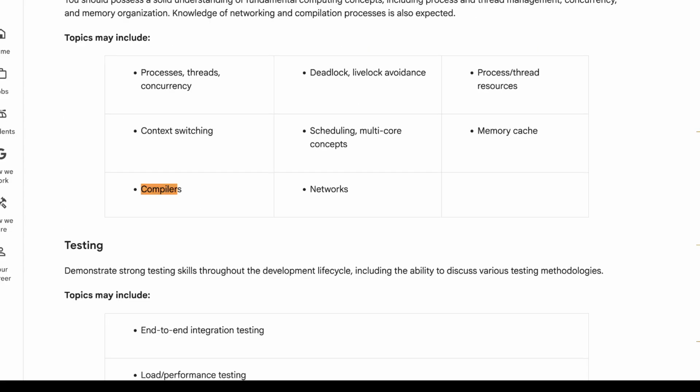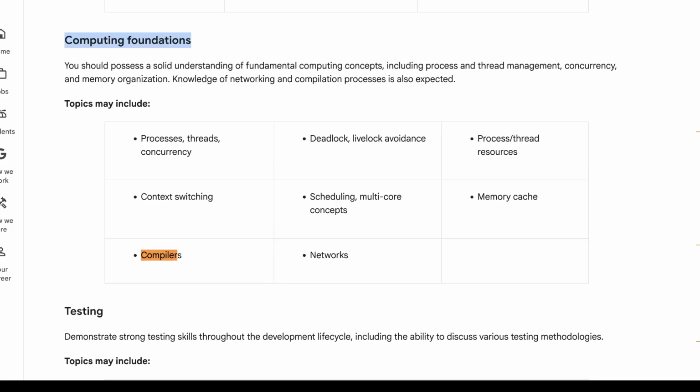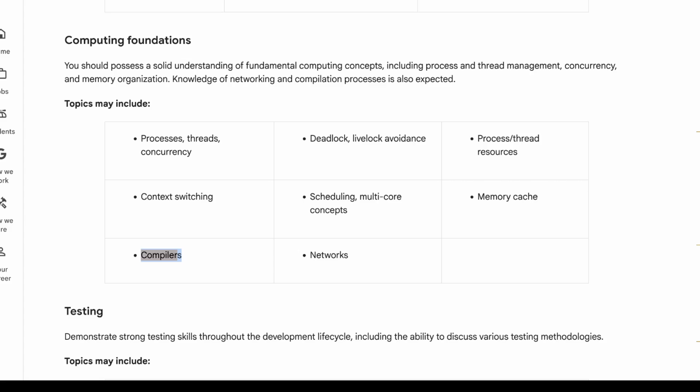So that's why, when it comes to the heading of this computing foundations, you can clearly observe that you must possess a solid understanding of fundamental computing concepts, and compiler is one of them, right? So in order to understand compilers, one has to study theory of computation, and that is one of the primary objectives, right? Generally undergrad students question me why should anyone study compilers. My answer is very simple. If companies like Google mention on their page itself that an undergrad student going through the interview procedure should know compilers, definitely problems on compilers will be expected from you, right?